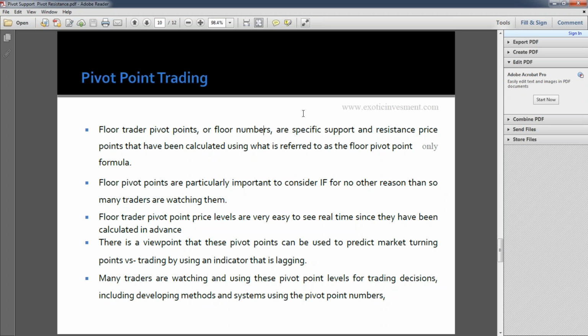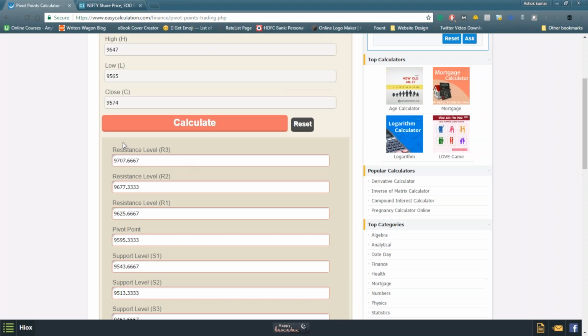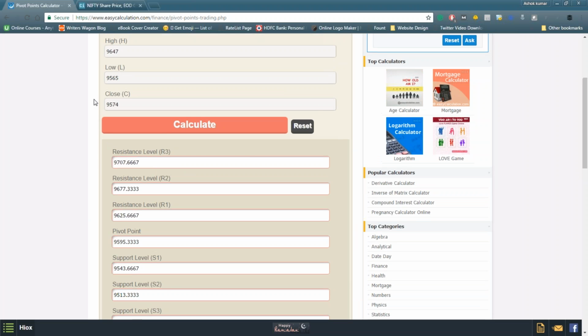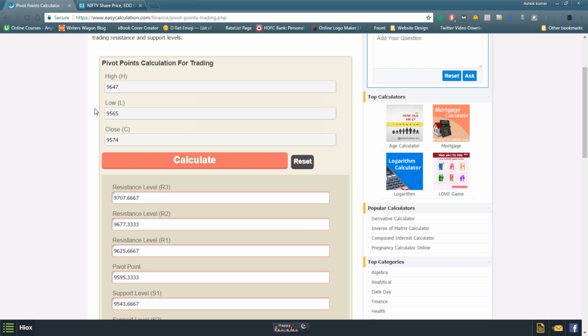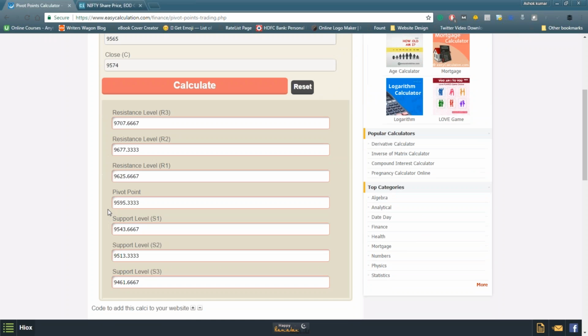The pivot supports and resistances are the support and resistance levels calculated from the high, low and close of the day. You can go through the theory of it. These are the levels where the market finds resistance or support and comes down or goes higher.